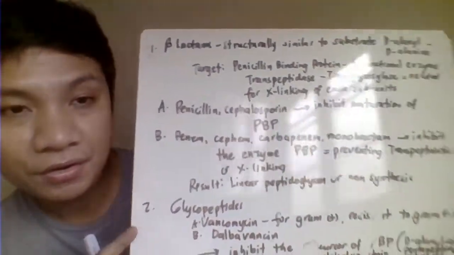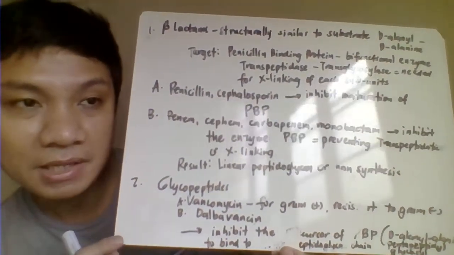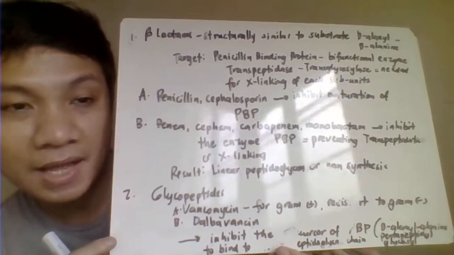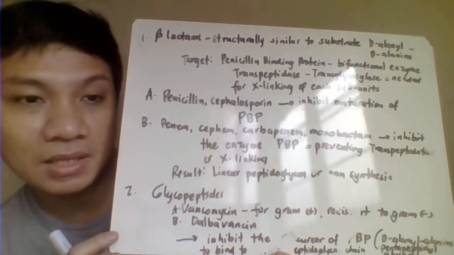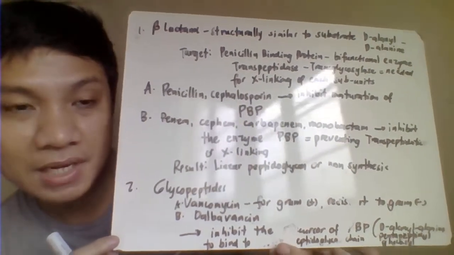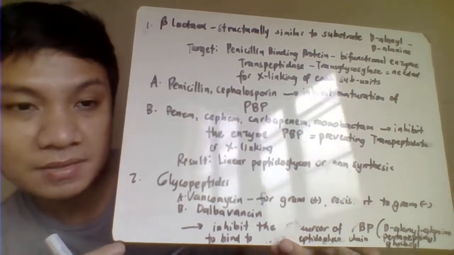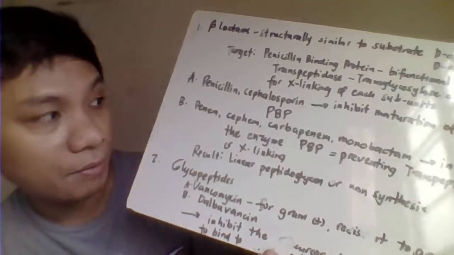Okay, so basically the target of your beta-lactams will be the enzyme. Okay, so that's the enzyme needed for the transpeptidation or the transglycosylation or the cross-linking in order for you to have a highly complex na peptidoglycan layer.